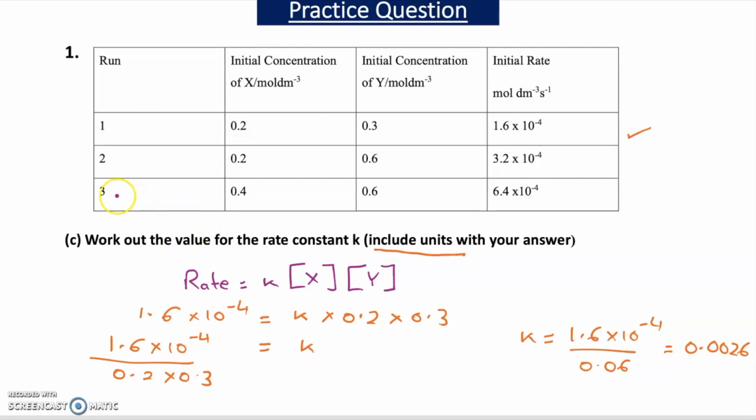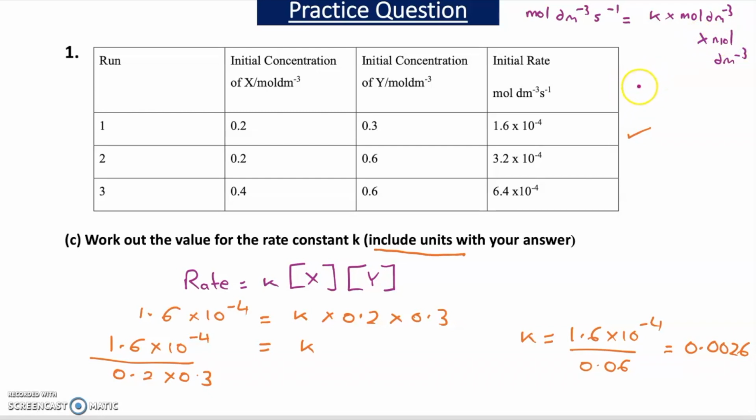So the unit of rate is moles per decimeter cubed, seconds to the minus 1. So I'm going to write this up here because I've got more space. And the unit of concentration is moles per decimeter cubed. So moles per decimeter cubed, seconds to the minus 1 is equal to k times moles per decimeter cubed times moles per decimeter cubed.